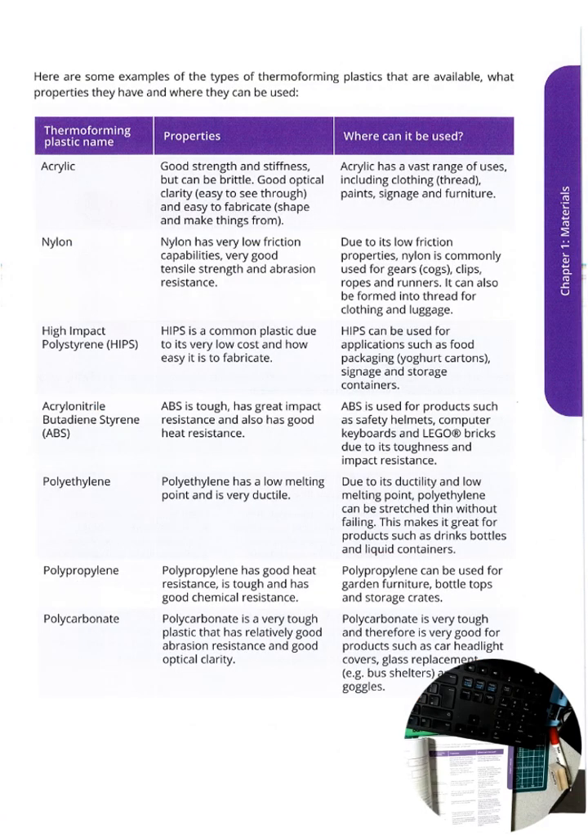So acrylic. Acrylic has good strength and stiffness but can be brittle. Good optical clarity, easy to see through and easy to fabricate, shape and make things from. Acrylic has a vast range of uses including clothing, if it's made into thread, paint, signage and furniture.